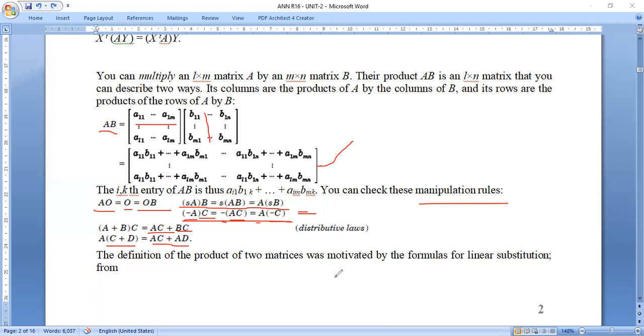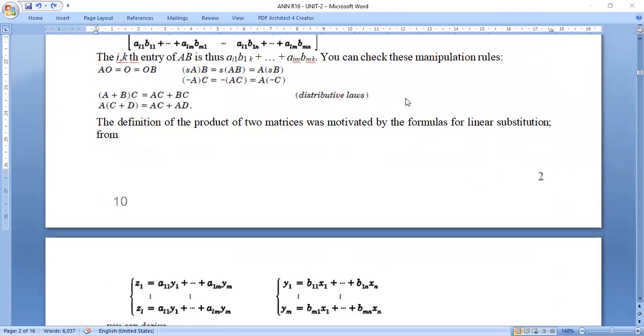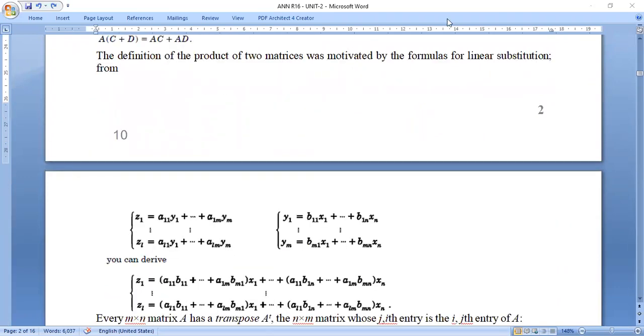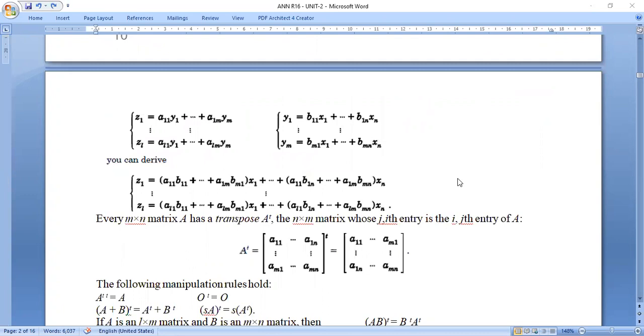Clear? And you can represent these matrices values in the form of linear substitutions. You can write like this also. If you take one value, Z1 equal to A11 into Y1 plus A12 into Y2 and so on. So you can represent like this, or otherwise you can derive in the below form also. These are all the products, isn't it?